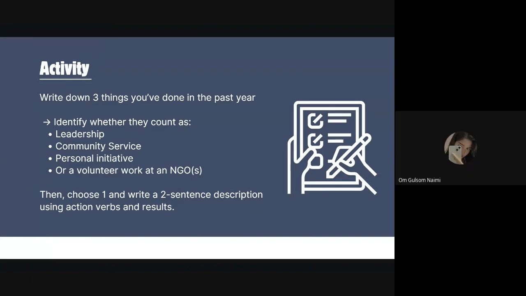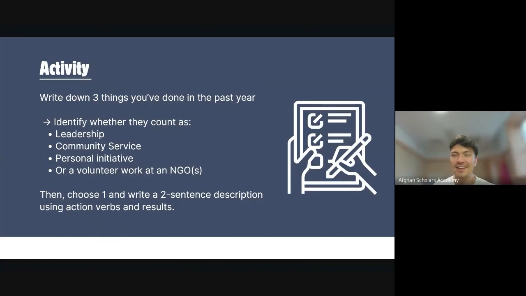Okay, thank you. Actually, I wanted to know if I can mention one of my extracurricular activities that I don't have proof of. I did that activity almost 5 to 6 years ago, and I don't have any proof, like any picture, any certificate, or anything. Should I mention that or not?